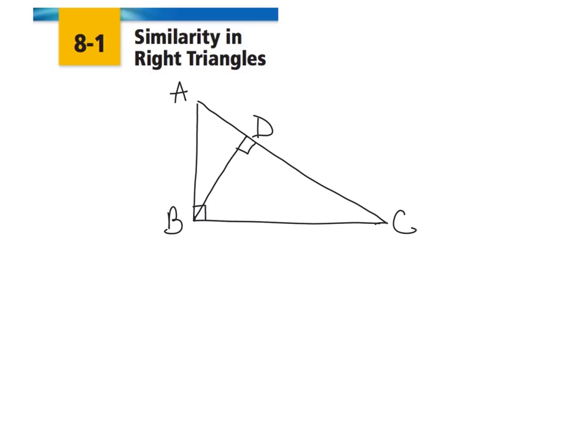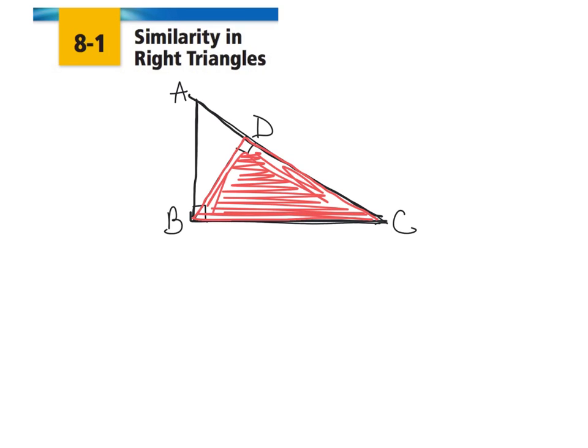So let's look at the big triangle. The big triangle, triangle ABC, I'm going to darken here. But then I'm going to shade in the smaller triangles. So let's do triangle BCD. Let's do that as red. And triangle ABD, we're going to do blue. So what we're going to do is understand that you have three triangles here. The big triangle, the medium triangle, and the small triangle. But they're all right triangles. They all have two legs and a hypotenuse.